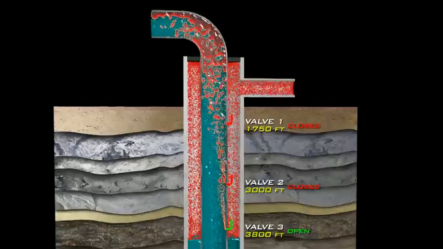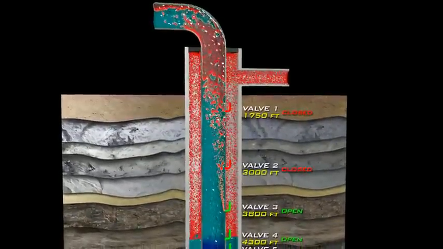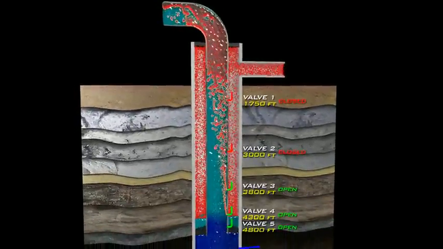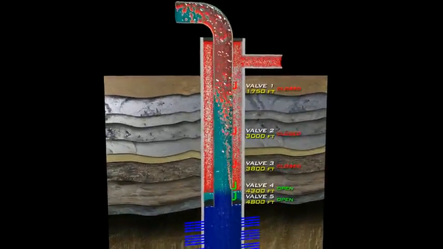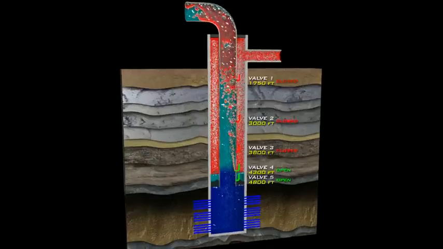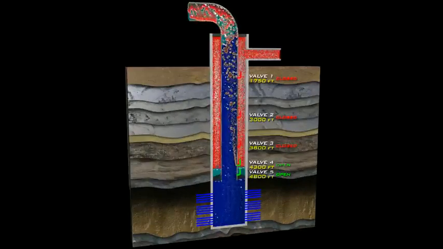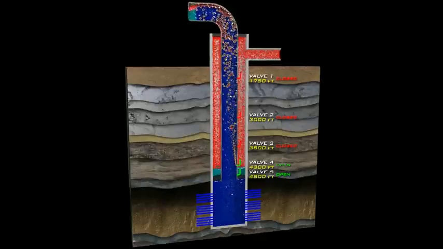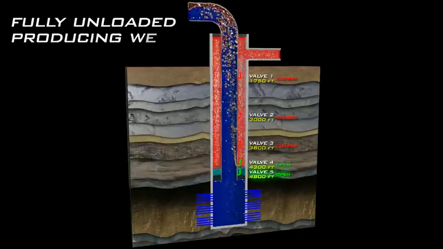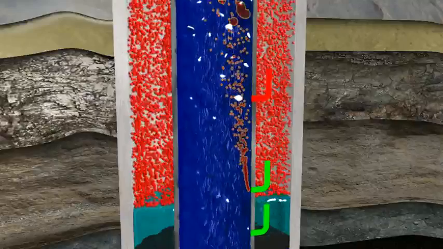Each lower valve stays open until it becomes the gas injection point. As this happens, the valve above it closes. The transfer of gas injection continues downward until the point of injection is reached. During this process, both the tubing pressure and the flowing bottom hole pressure continually decrease, which increases the well's production rate. The valve at the point of injection remains open, as does the submerged valve below it. Fluids can continuously unload through these valves, and the well is able to flow at its optimal rate.